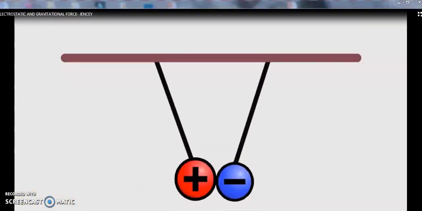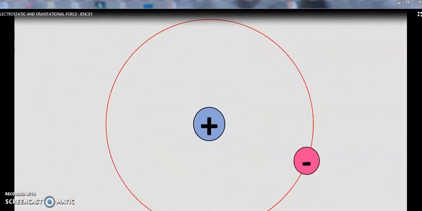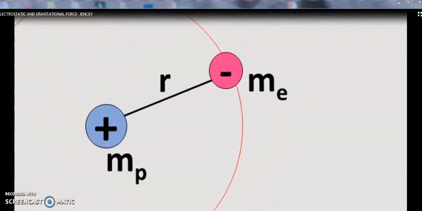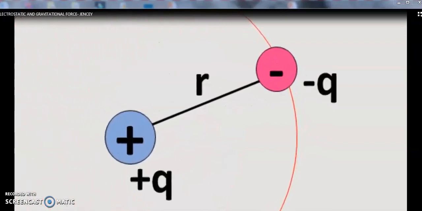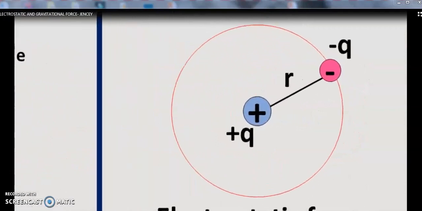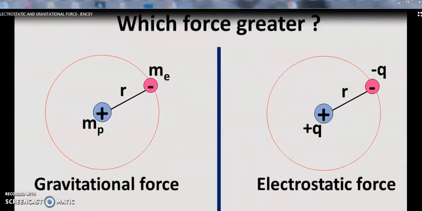The hydrogen atom consists of a proton and an electron. Since both have masses, there is gravitational force between them, and also both are charges, so there is also electrostatic force between them. Which force is greater? Electrostatic force or gravitational force? Now let us discuss this.